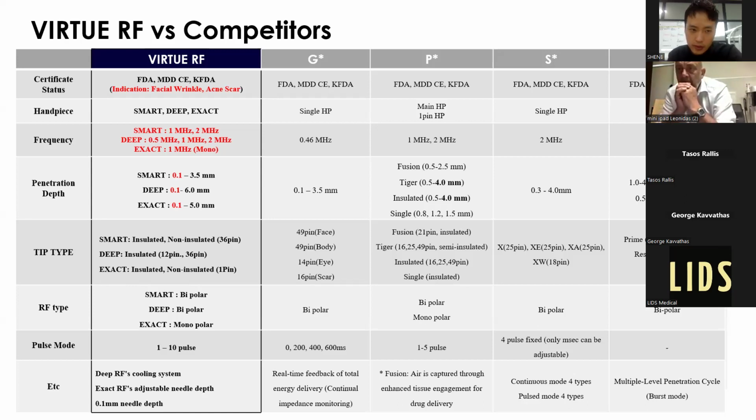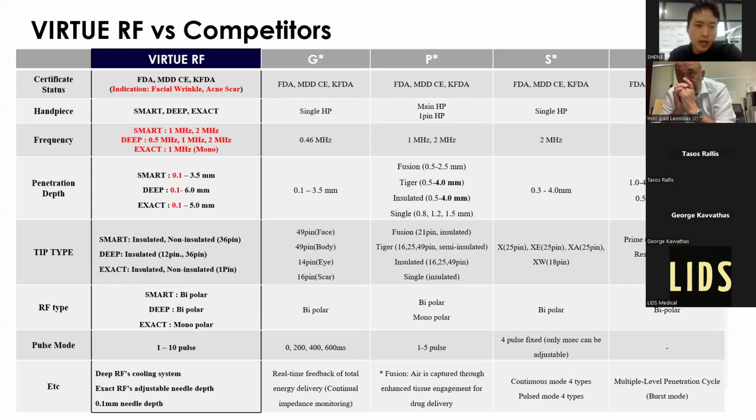In other words, they don't have 2 megahertz, they don't have non-insulated tips, which means that if they want to target the upper layer or do superficial treatment, they cannot. It's not appropriate for them. Most importantly, with Morpheus 8 the needle movement is very aggressive because they use a solenoid motor type. It's like a staple gun. With Virtual RF, on the other hand, we use a step motor. The movement is very gentle, mild, soft. It's always consistent. We always target the same layers.